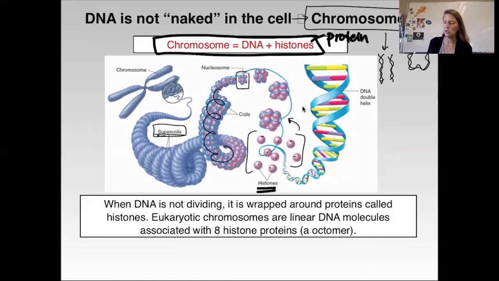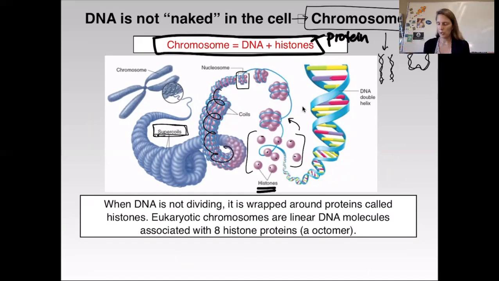And that's how a huge amount of DNA gets into a very, very small nucleus. When DNA is not dividing, it's wrapped around these histones, right? When DNA is dividing, some of these histones have to loosen up so you can expose the DNA, right?